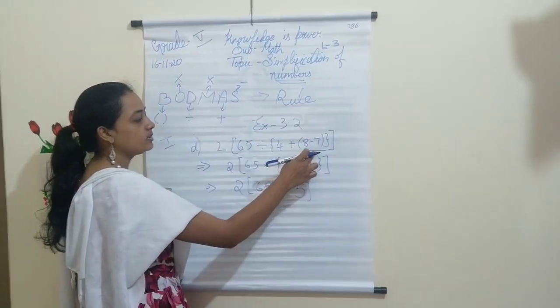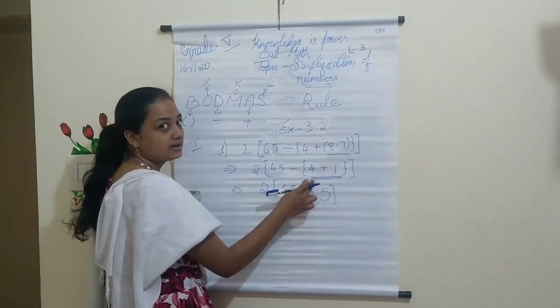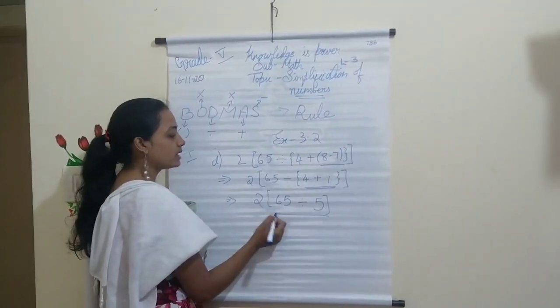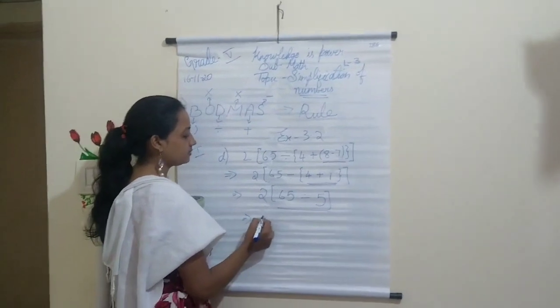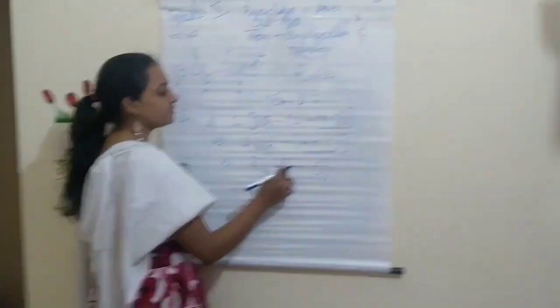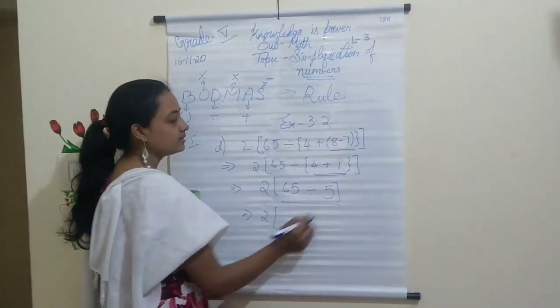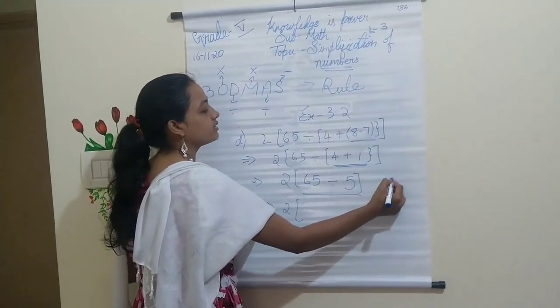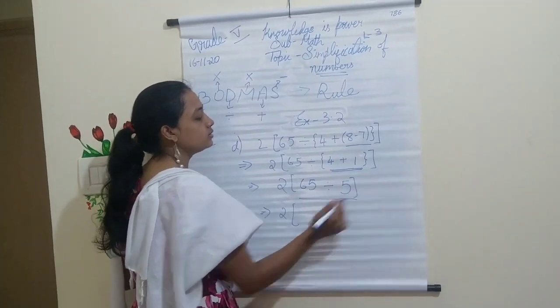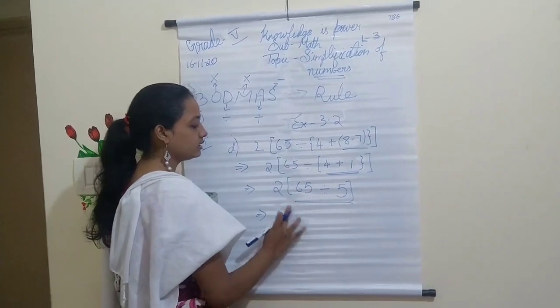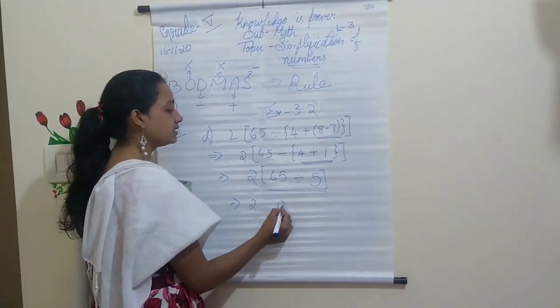So I finished the common bracket, I finished the flower bracket. Now I should solve the square bracket. So what is 65 divided by 5 you get? You get it as 13. You can solve it and see the answer is 13.